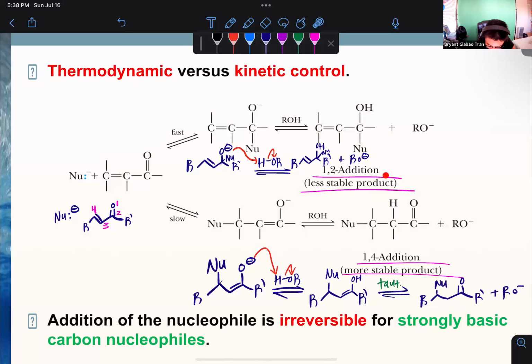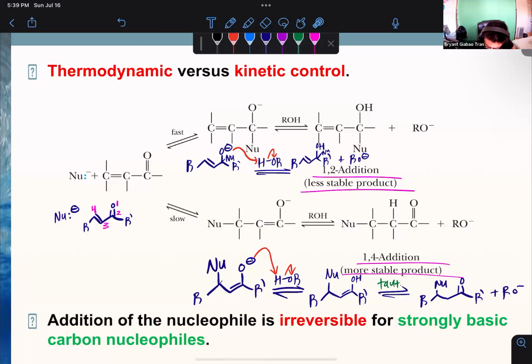This is a less stable product. 1-2 addition, and let's see here, more stable products. I'll show you why this is the less stable product than this one after I go over the bottom reaction. The bottom reaction is a slow reaction. It's a 1-4 addition because you see how here the nucleophile is attached to the fourth carbon now. And then this O minus gets protonated to OH. We have an enol here. We tautomerize that enol into the carbonyl.